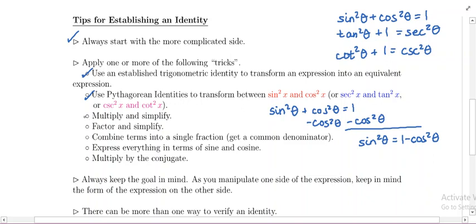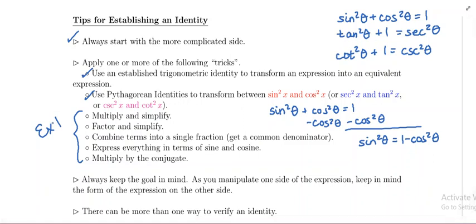Another thing you can do, and these are more of the things we saw in example 1, as far as algebraic manipulation: try multiplying and simplifying, try factoring and simplifying, try combining terms into a single fraction, and remember, in order to do that you have to get a common denominator. Another thing that's really helpful, especially if you're clueless and can't figure out how to get this to work, is to express everything in terms of sine and cosine. That usually helps a lot if you get stuck. Another thing you can do is multiply by the conjugate. There are lots of things you can try to get these to work.